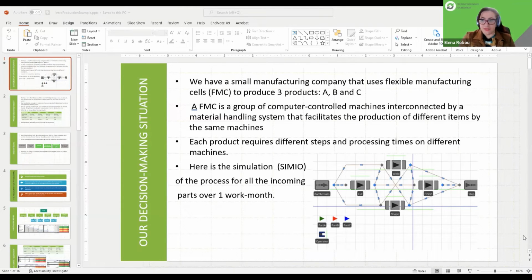So let's start by looking at the model that we want to solve. In the link that Liron gave you, you can already find it under intro production example. So you can have your own copy of it while you solve the problem.